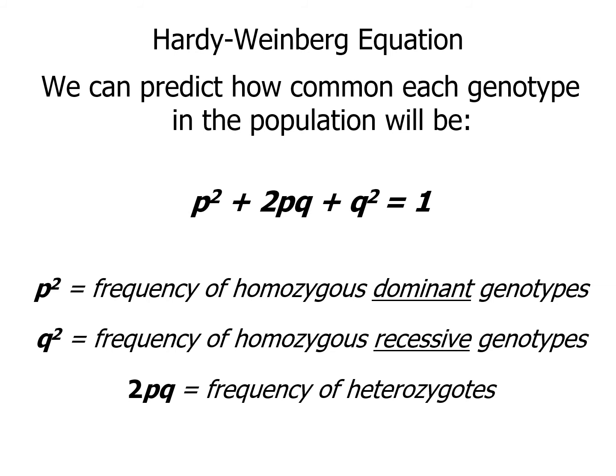Always and forever will equal 1, where P squared does not represent the dominant allele. It represents the frequency, so how common you're going to see the homozygous dominant genotype, so a capital letter and a capital letter. While Q squared is very similar, but it is how common you're going to see the homozygous recessive genotype, the lowercase letter and lowercase letter. And of course, we have to take into account our heterozygotes, which is 2PQ, which is to say that it's going to be our capital letter and our lowercase letter combined together.